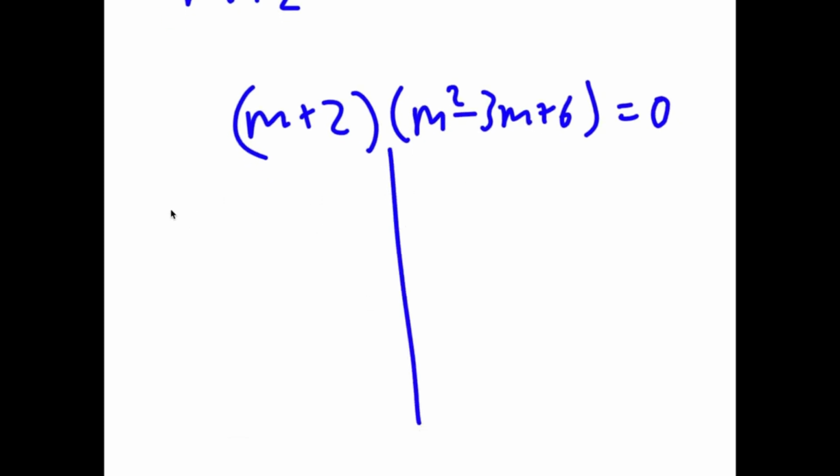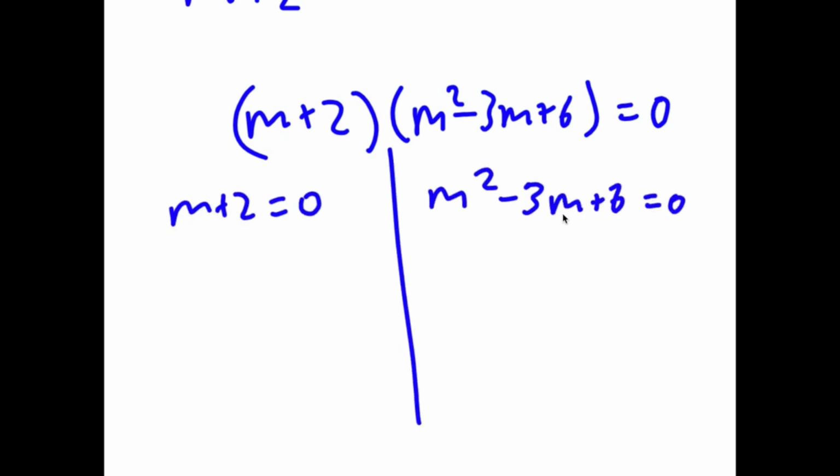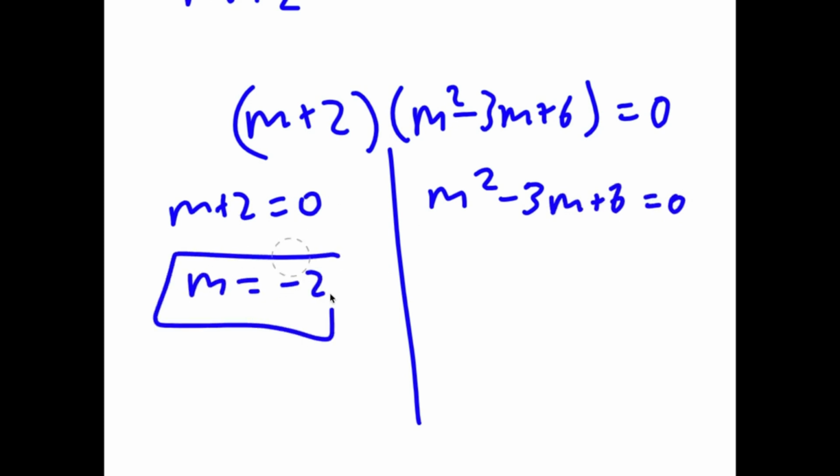So now to solve this, we have two equations: m plus 2 is equal to 0, and m squared minus 3m plus 6 is equal to 0. Obviously from m plus 2 equals 0, we already know that m equals negative 2. We already found that solution. But from m squared minus 3m plus 6 equals 0, we have to use the quadratic formula. I'm not going to waste your time by plugging everything in, but you should get that m is equal to 3 plus or minus the square root of 15i over 2.